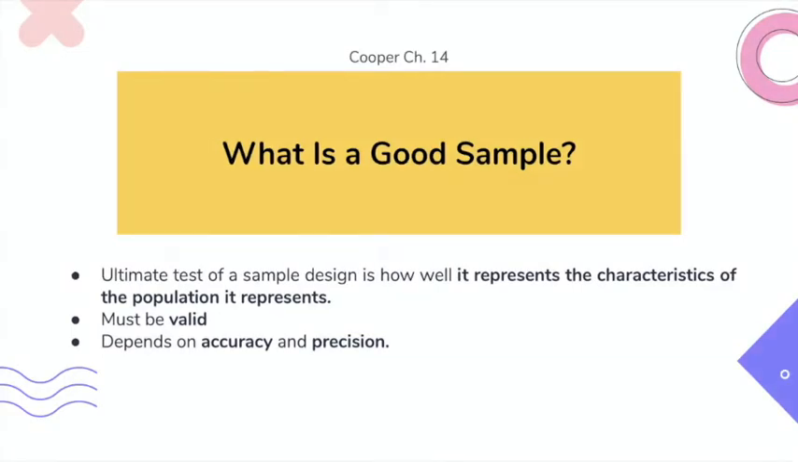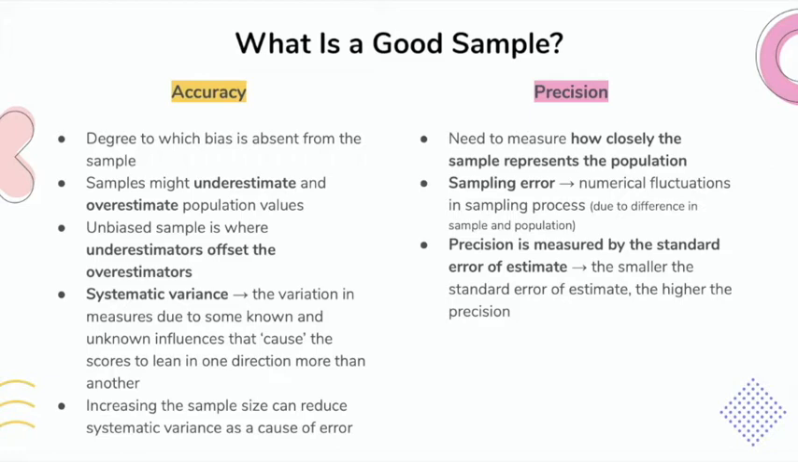Next, what is a good sample? The ultimate test of a sampling design is how well the sample represents the characteristics of the population that it represents. Therefore, it must be valid, and the validity depends on the accuracy and the precision of the sample. First, the accuracy. It is the degree to which bias is absent from the sample, because samples might underestimate and overestimate population values, and an accurate or unbiased sample is one in which the underestimators offset the overestimators.